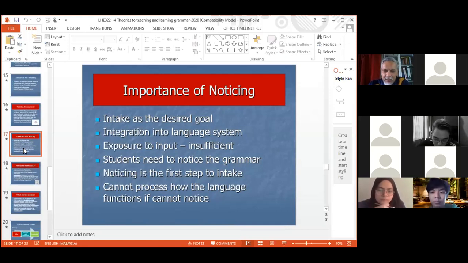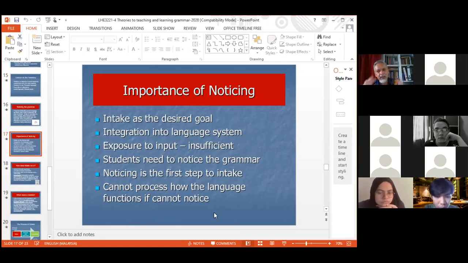Yeah, and some of the approaches or strategies that we looked at in the previous slides talk about things like enhancement, and various other things that can be done. Okay, noticing is the first step to intake, because if you look at the diagram, the framework: input, noticing, comprehending what is noticed, and then only intake. Yeah. Okay. So we cannot process how the language functions if we cannot notice. So this is important.